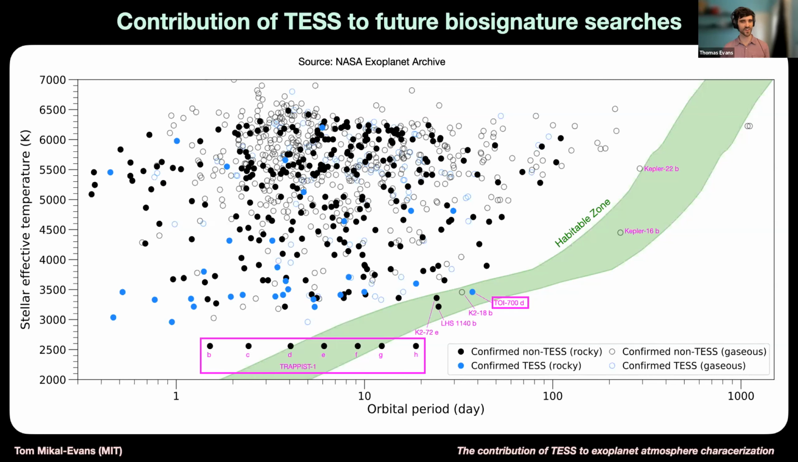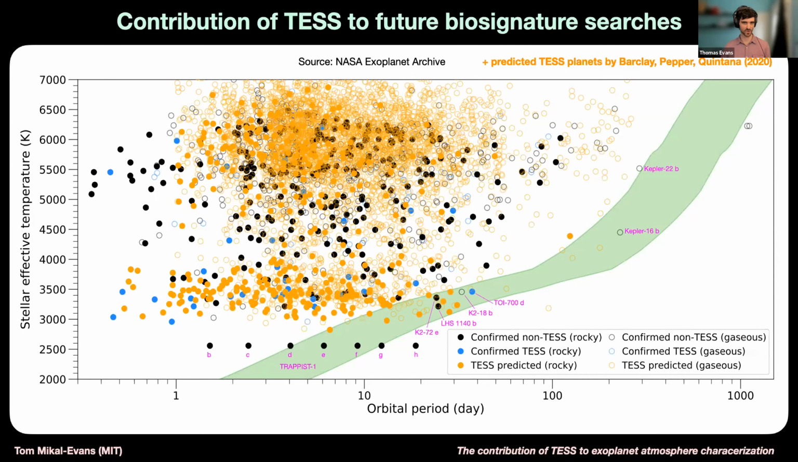Like before, we can also add in the planets that TESS is predicted to find, and that's what these orange points show. And focusing on the green habitable zone for biosignature searches, TESS is expected to deliver a modest but important sample of rocky planets. This, along with perhaps a dozen or so planets from Speculus, is likely to form the sample of transiting planets best suited for an atmospheric biosignature survey.